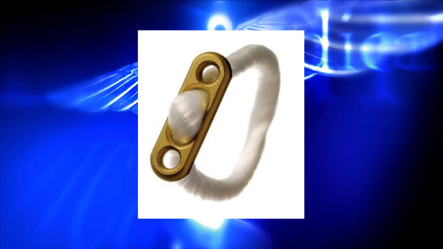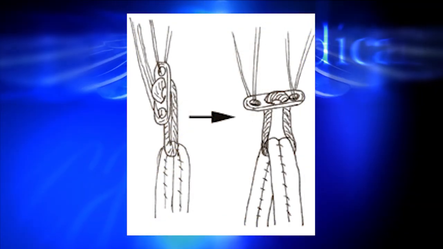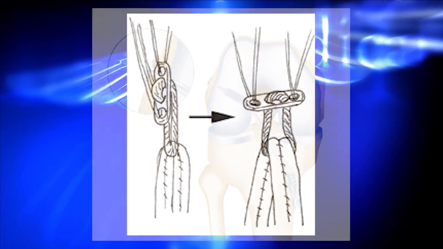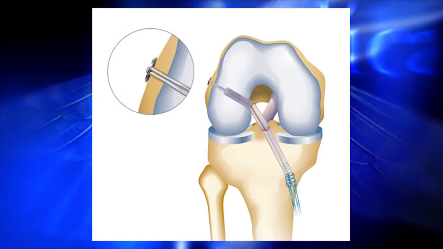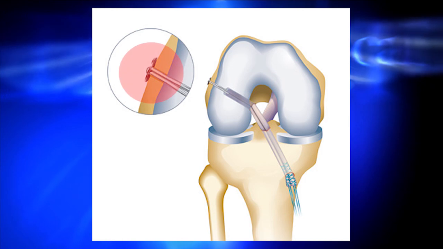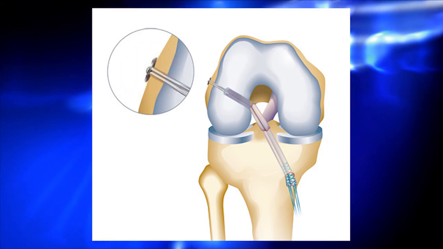The second most common method of graft fixation is the button. Buttons are usually made of metal. The graft of choice is passed through the loop in the button. Then the graft with the button is passed through the bone of the femur. The button flattens on the hard cortical bone of the femur to secure the graft.